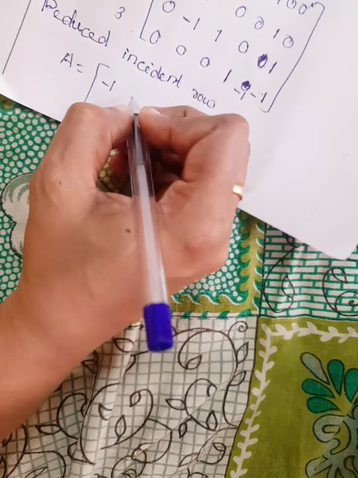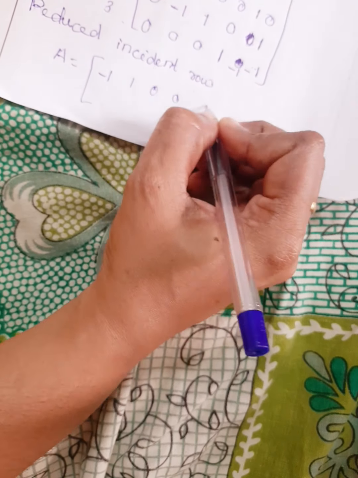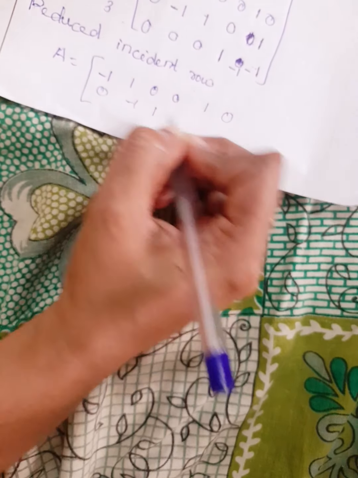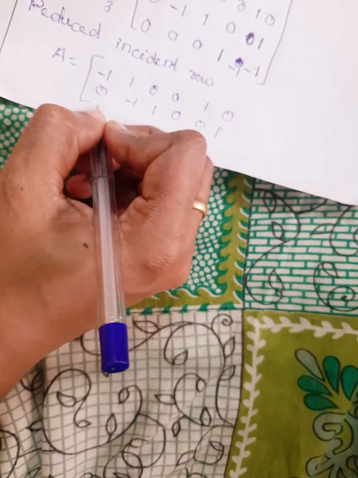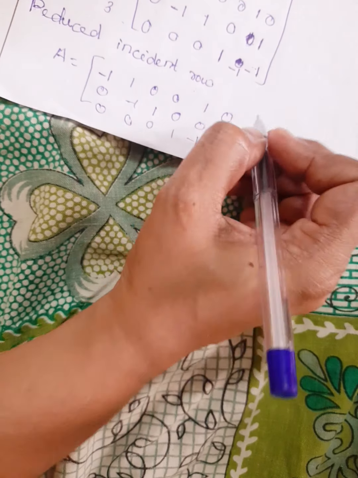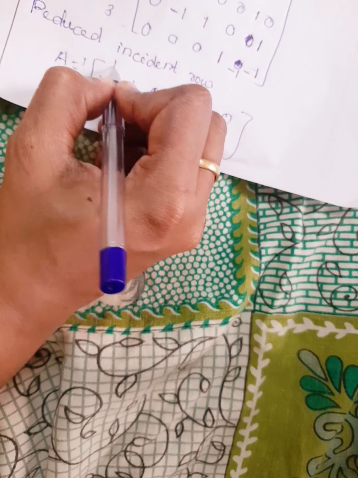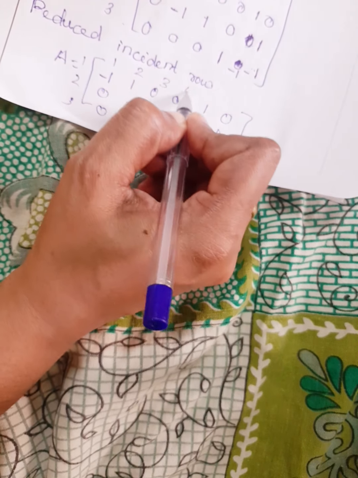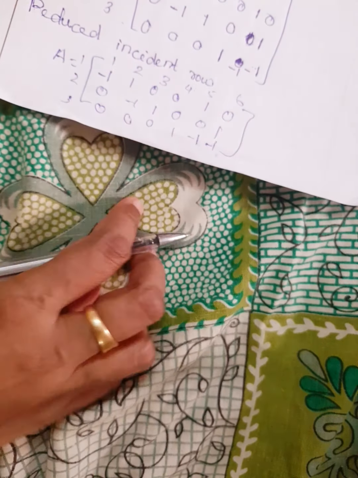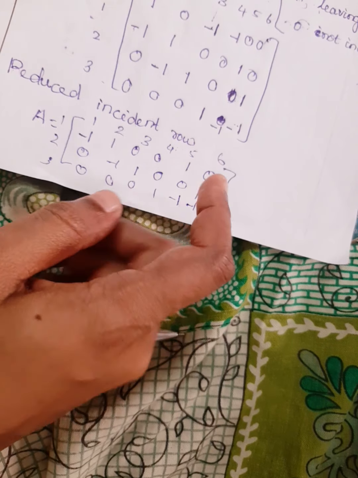Remaining value -1, 1. Okay, -1, 1 0 0 1 0. Okay, and remaining 0 -1 1 0 0 1. Then 0 0 0 1 -1 -1. So you are deleting the reference node and writing the remaining values. Okay, 1 2 3 4 5 6. Can you understand?